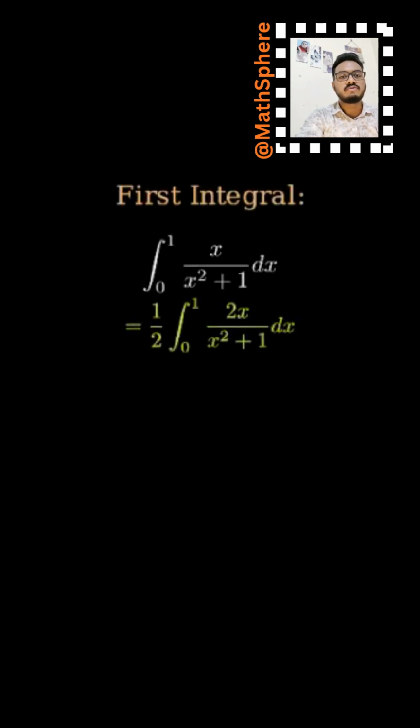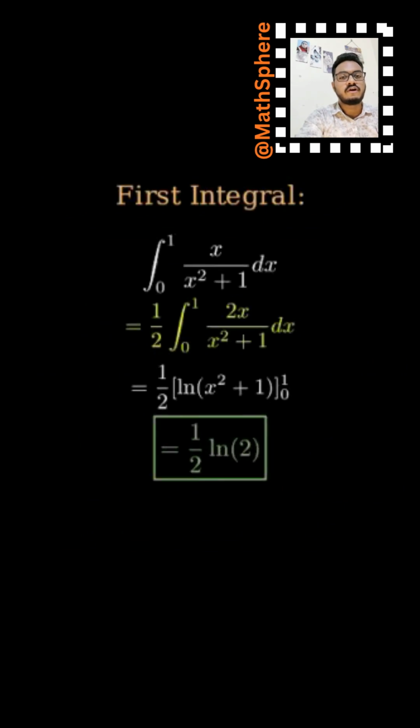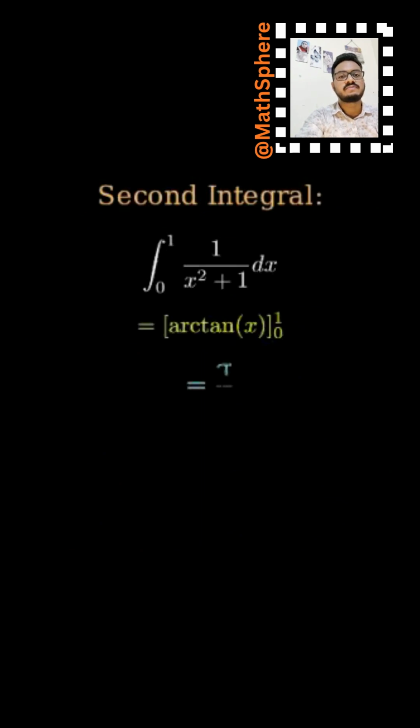If we evaluate the first integral, which is x over (x square plus 1) dx, the derivative of the denominator is in the numerator, so we just have to multiply and divide by 2. We get that integral as half of log of (x square plus 1). Putting the limits, that is half of log of 2. The second integral is the integral from 0 to 1 of 1 over (x square plus 1), which is nothing but tan inverse of x. Putting the limits 0 to 1, we get tan inverse 1, which is pi over 4.